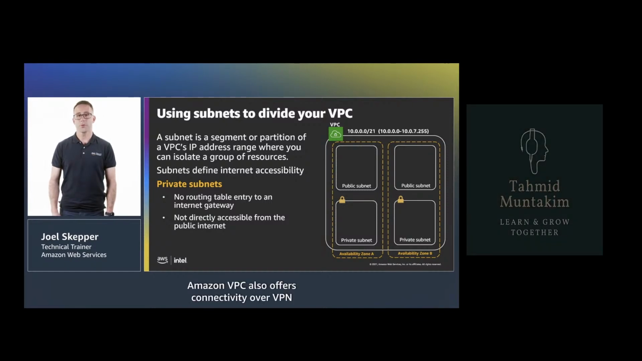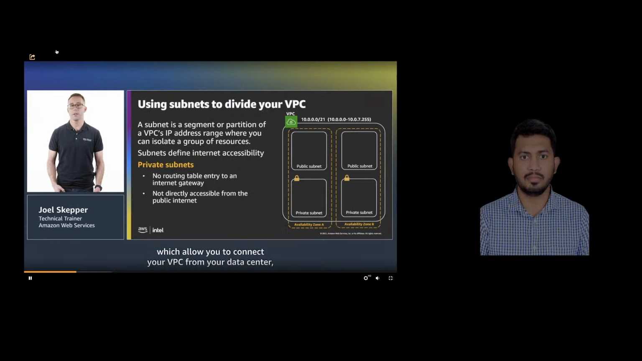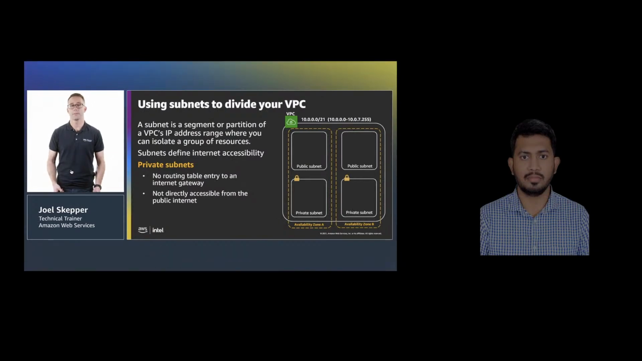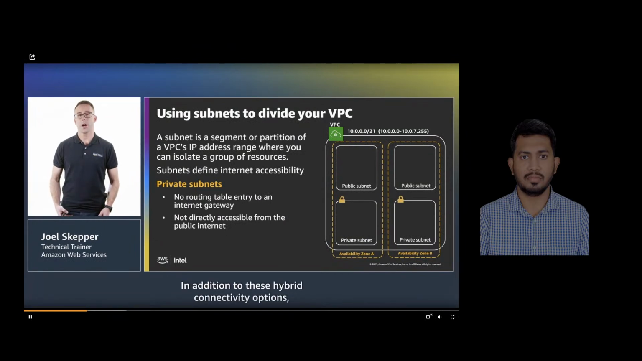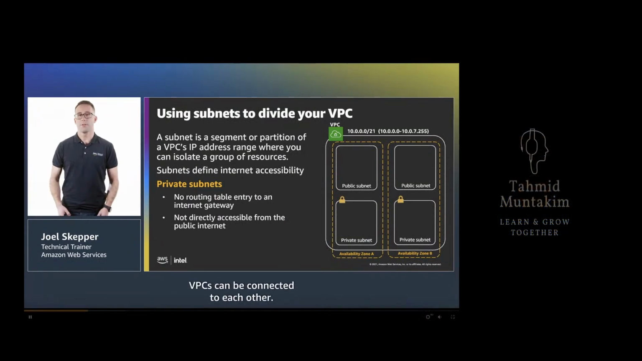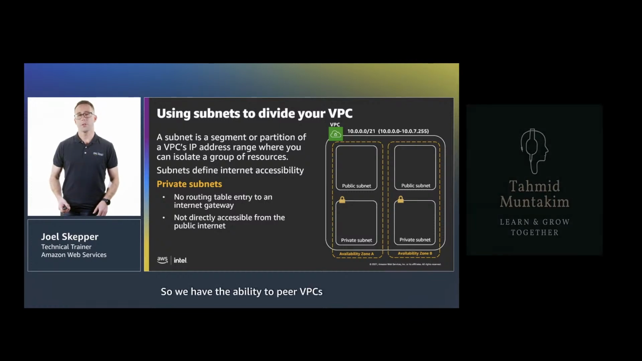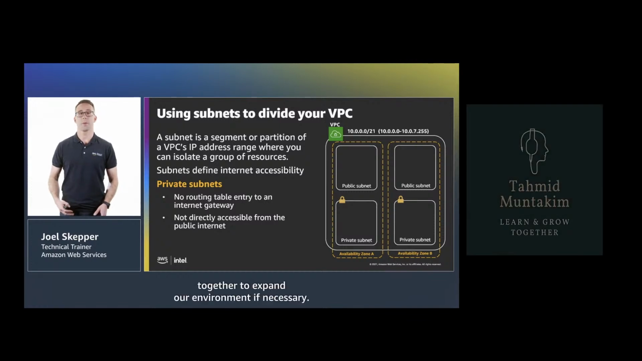Amazon VPC also offers connectivity over VPN and another service called Direct Connect, which allow you to connect to your VPC from your data center, offices, or other customer locations in a secure manner. In addition to these hybrid connectivity options, VPCs can be connected to each other, and these VPC connections can span multiple regions. So we have the ability to peer VPCs together to expand our environment if necessary.